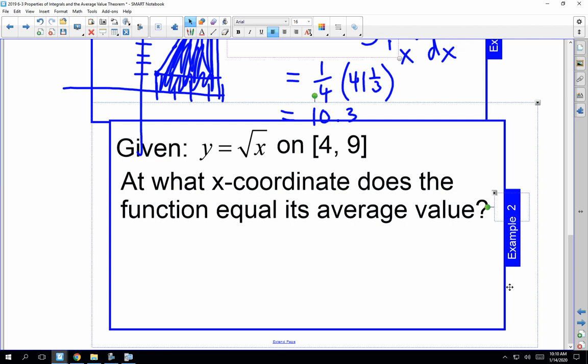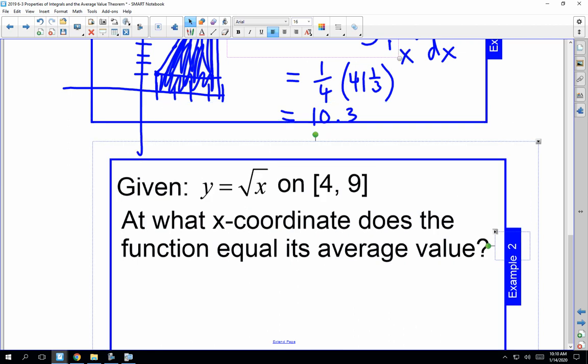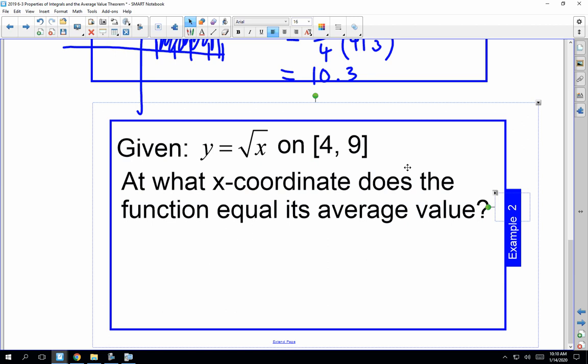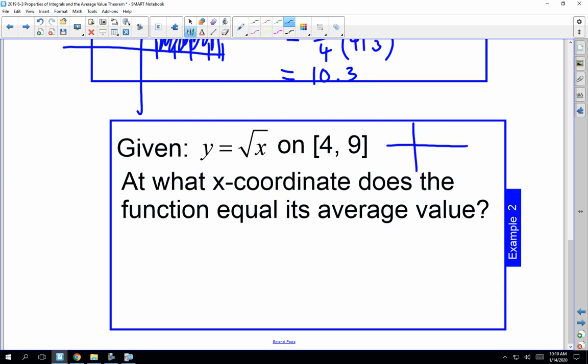Here we go. Let me just draw a quick sketch of it. Square root of x looks like this.